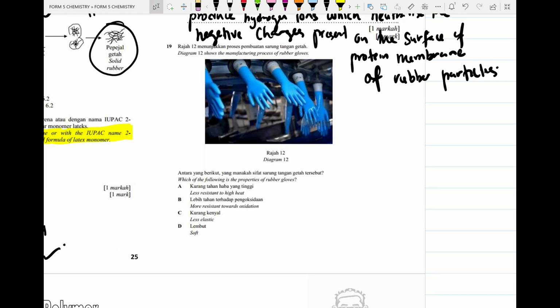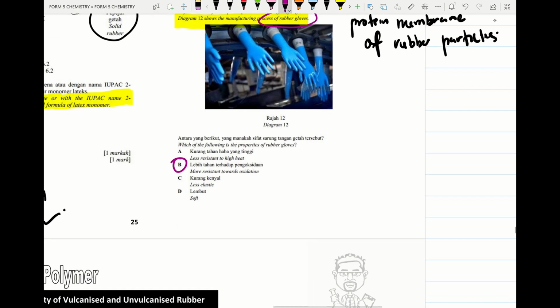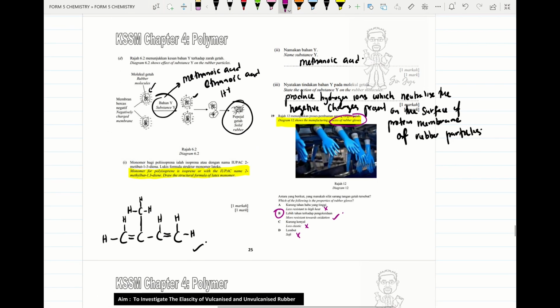And to the objective question: the diagram shows the manufacture of rubber gloves. The properties of this rubber glove can withstand oxidation, so they have more resistance towards oxidation, not less resistance. Less elastic, soft? So the answer will be more resistance towards oxidation. All right, try to do more questions.